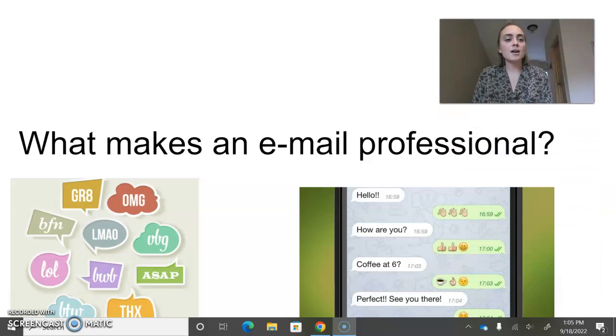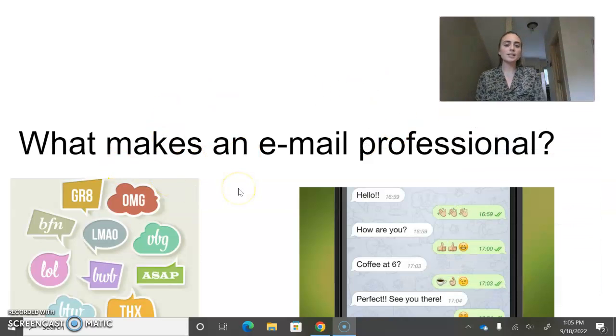Okay, so today our main question is what makes an email professional? So you'll see some examples here of things that you might use in text messages. So when I'm texting my friends, that is a pretty casual and informal way to communicate, right? I might use emojis or abbreviations or slang, and those are all pretty informal ways to communicate. But today we're talking about communicating professionally. So what makes an email professional? We are going to talk about a couple tips that you can use in order to communicate professionally.